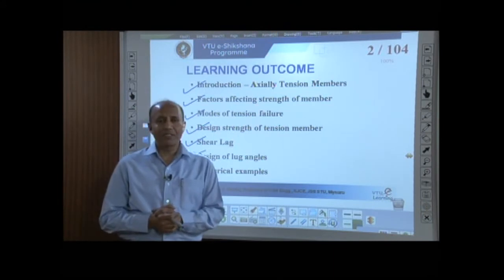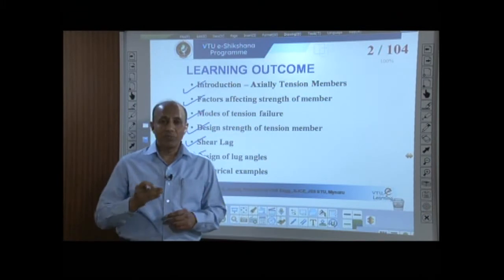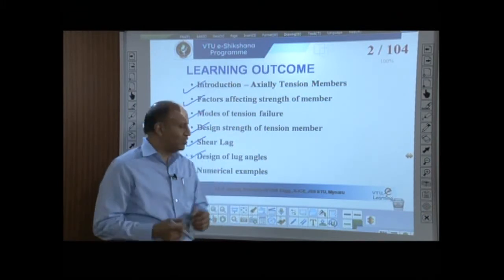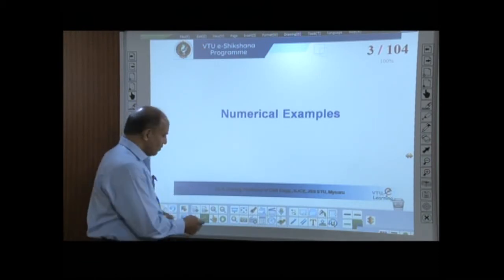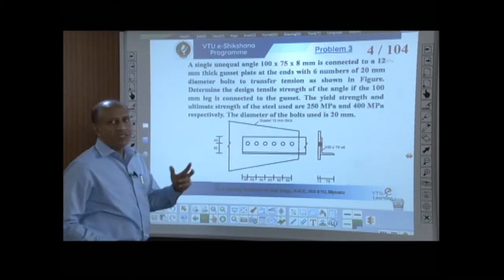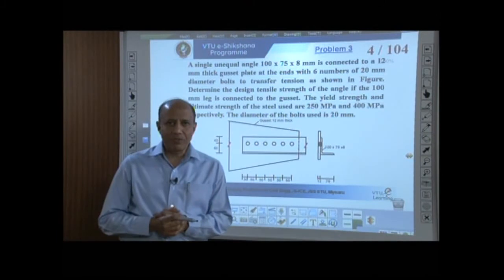Followed by it, we had started numerical examples in my previous session. We had discussed two numerical examples, that is design of tension member, especially for plates. Today, we shall go ahead and continue with more examples. Now, this is the problem that we are trying to talk about in today's class.